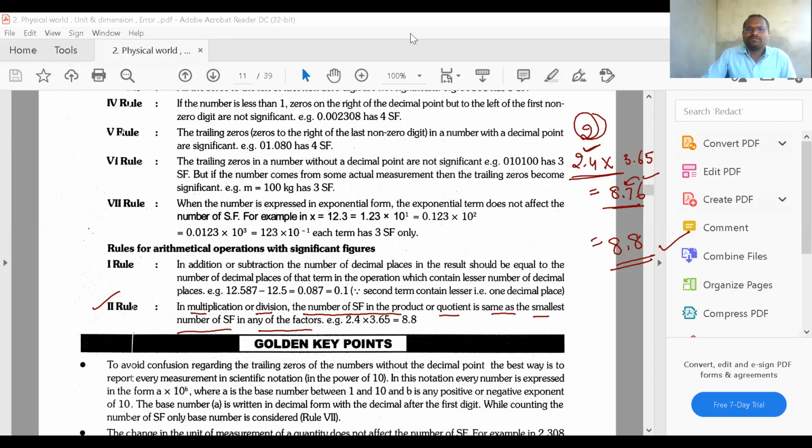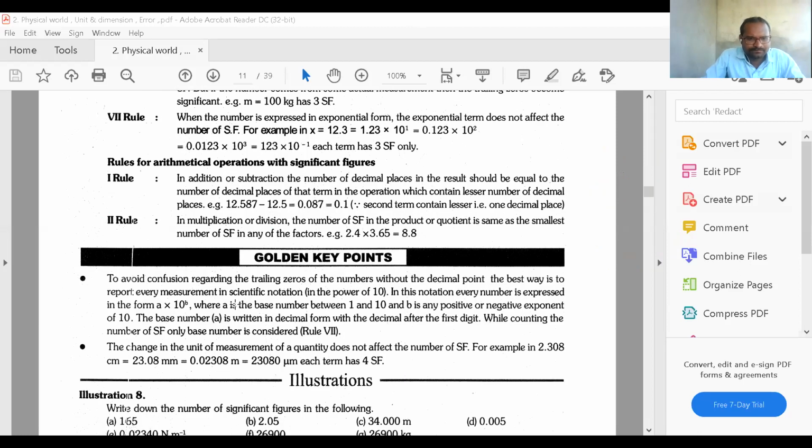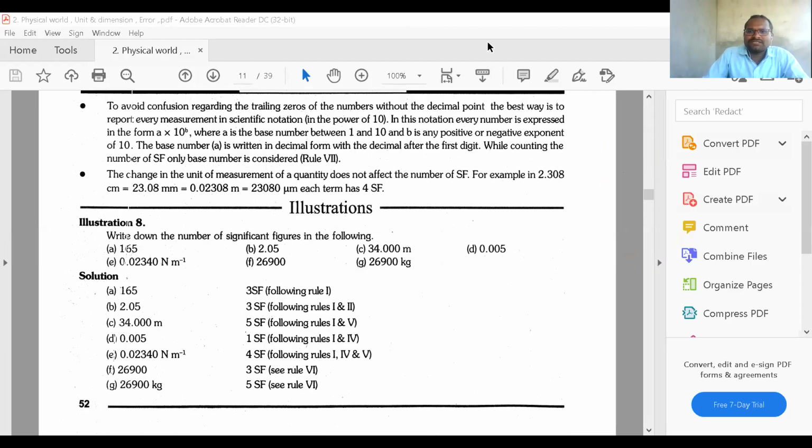I hope you understood this point. Clear, students? Okay. I think so. You got this point. Okay. Yes. Now with this, let us solve some questions here. See here.